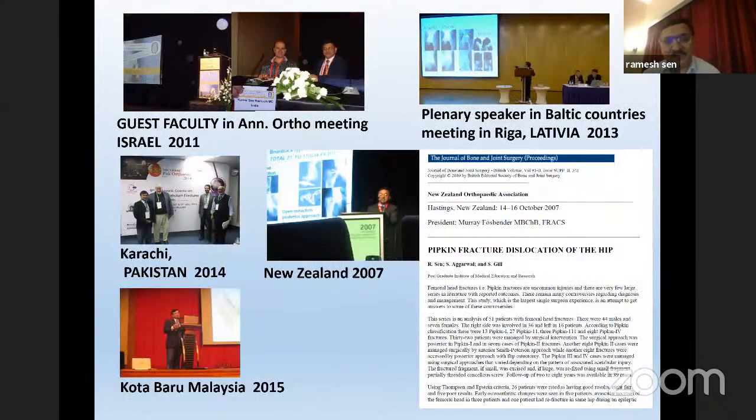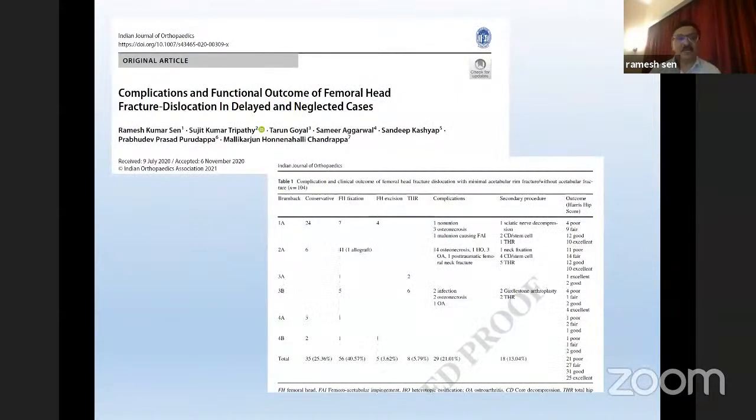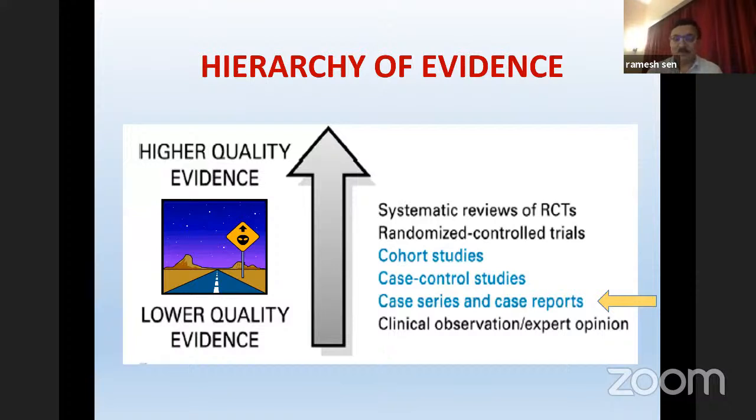Then Israel, Karachi, New Zealand, Malaysia. At one conference in Israel, I presented femur head fracture. The person from Latvia was very happy to see my work. He said, you come to Latvia in the Baltic State meeting and present your femur head fractures. Then we had its publication in the JBJS also at that stage. And now I have a final publication of all my cases in the Indian Journal also. So I was not doing any research. I was only working at the base of the evidence, the case series or case reports. This data is only of case reports.